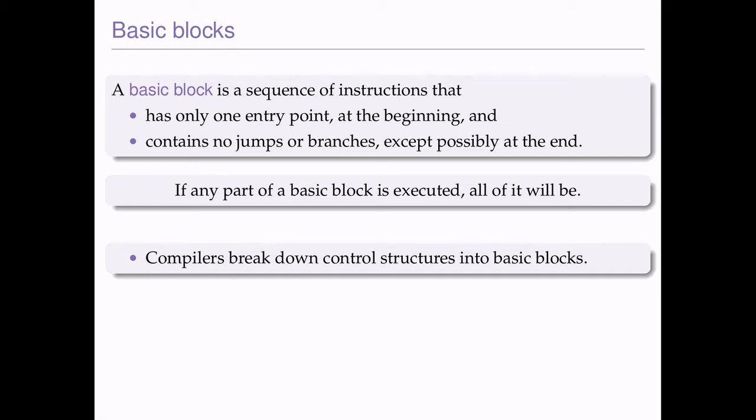What does this mean? Well, this means it's a block of code that once it begins execution, all of it will be executed. So if any part is executed, all of it will be, because there's only one way in, and the only way out is maybe a jump or branch at the bottom. And why are we interested in these? Well, compilers break down control structures into basic blocks. So we have this basic, or atomic, notion at the bottom here, of a basic block, which is just a stack of code that must be executed whenever it begins to be executed.